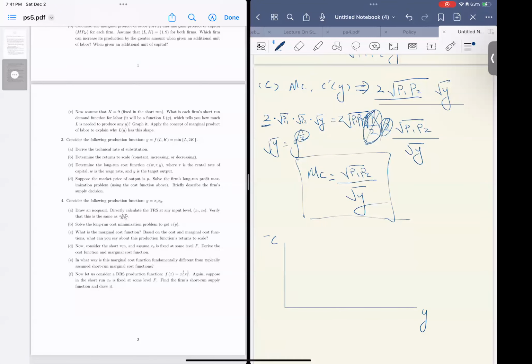So this is the total cost of production, and this is unit of production. Okay. So what's constant returns to scale? Like, what would it look like on the graph, in terms of total cost and y, where y is x1 x2? I think it's a line going to the upper right. Yeah, from the origin. Correct. What about decreasing returns to scale?